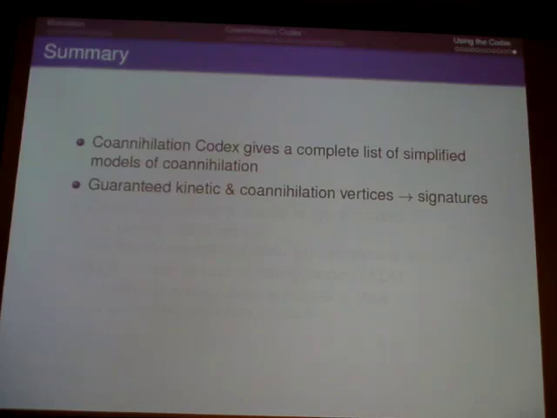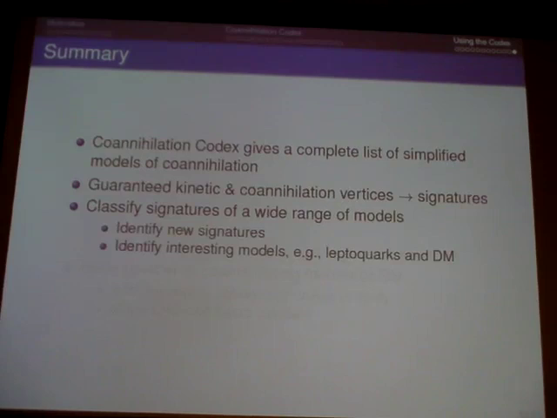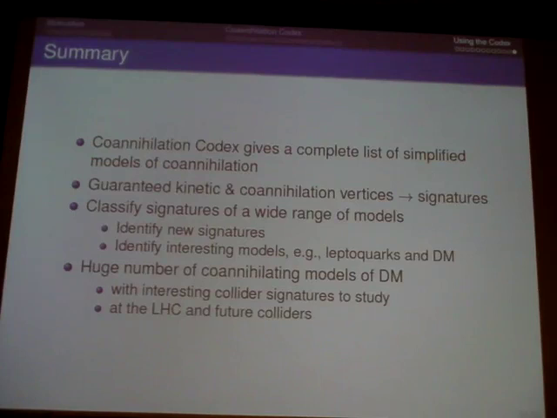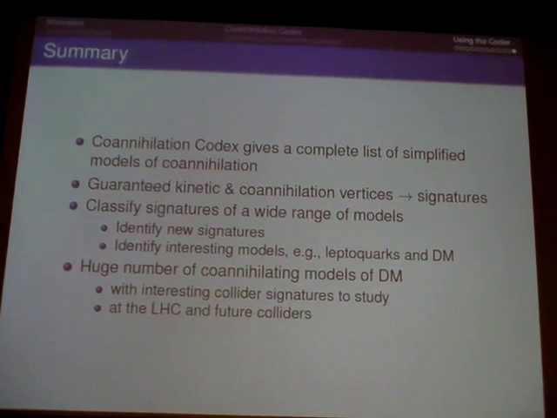This work allowed us to classify the signatures of the whole set of models in a fairly compact way, which allowed us to identify new signatures and to look at interesting models, such as this one with the connection between leptoquarks and dark matter. And yes, I think the lesson is that there's a huge number of models out there with coannihilating dark matter, each with their own interesting collider signatures to study, both at the LHC and at future colliders. Okay, thank you.